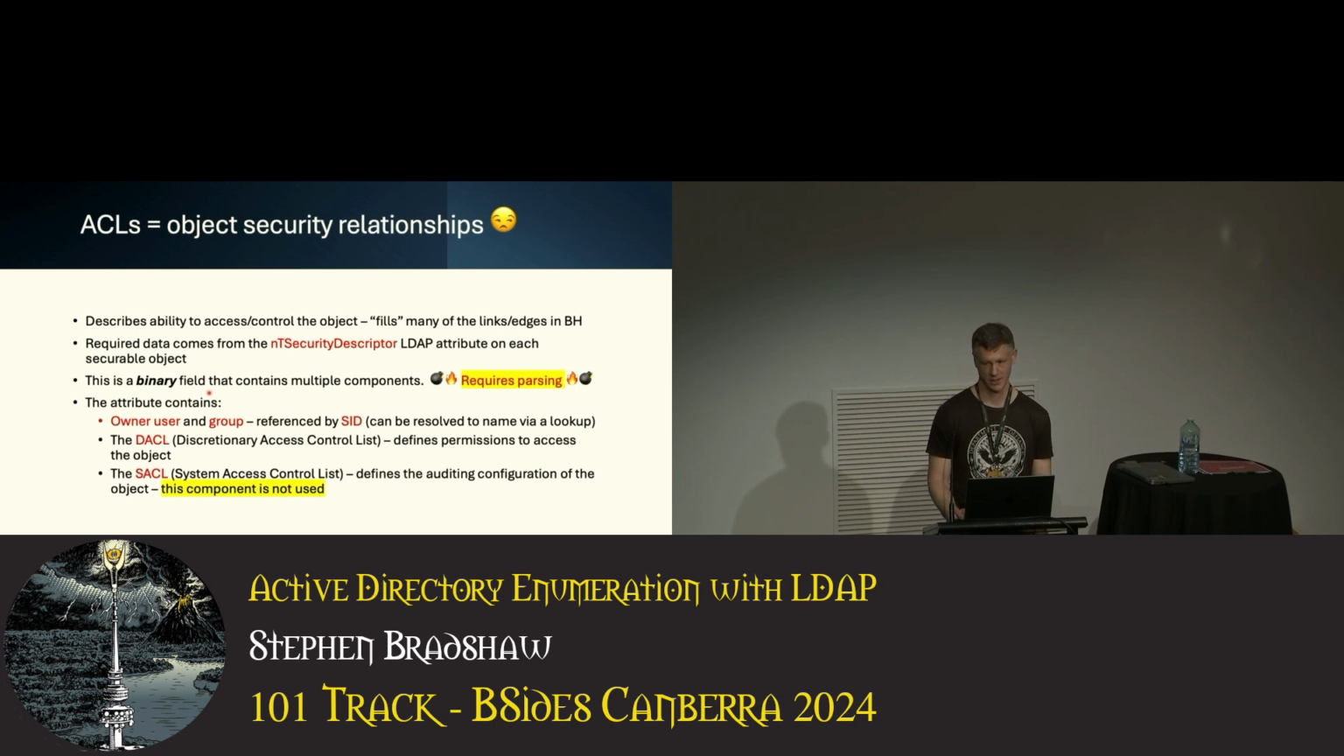So basically, when we're looking at a lot of those different relationships in the BloodHound interface, a lot of these are actually filled in by this category. This basically has the information about what can do what to what, and from that we get information about abuse potential.